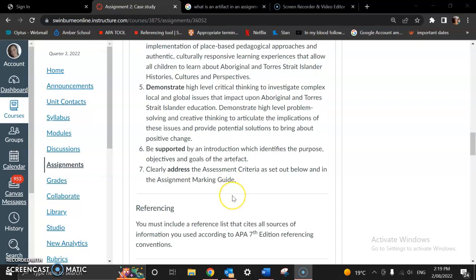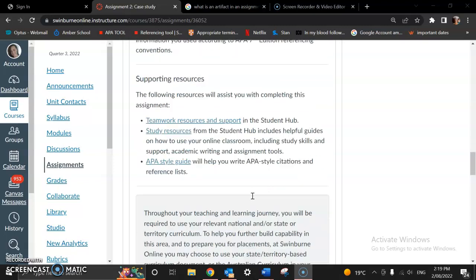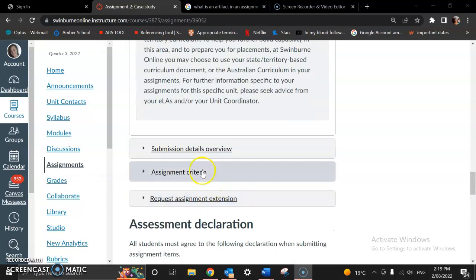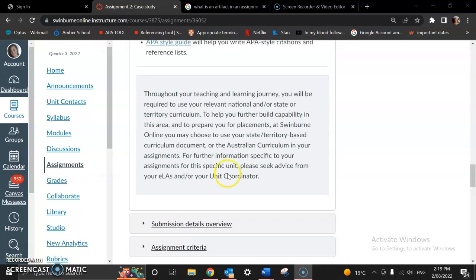So include an introduction of some form. Remember, this won't be an essay, that won't work with a team assignment, but you can just include a piece of research and make sure you address all the criteria set out below. So if you scroll down further, the assignment criteria is here, and that's what you'll directly be working from within your team.